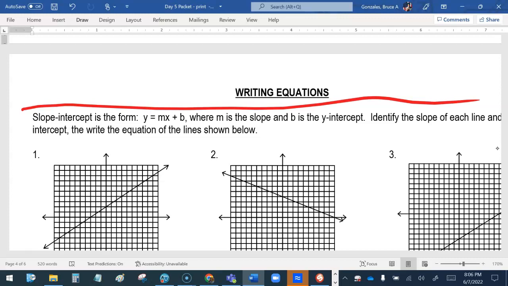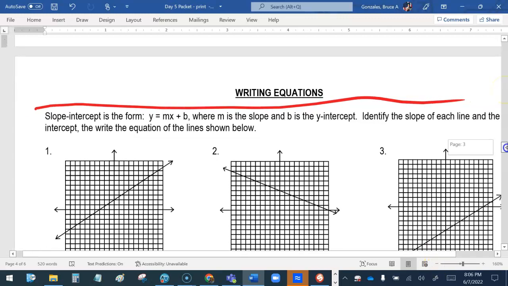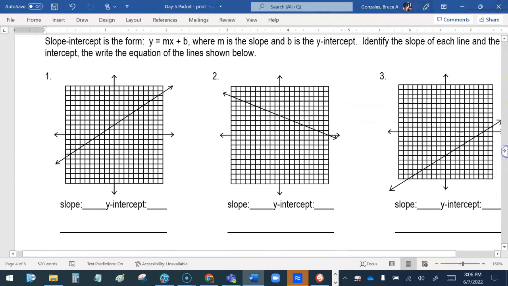It looks like you can't do 9, 10, and 11. I'll still show them on here though. All right, here we go. So 1, 2, and 3.